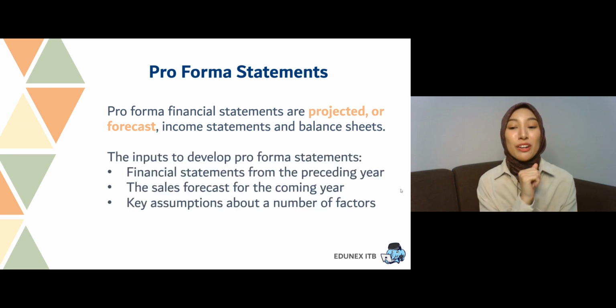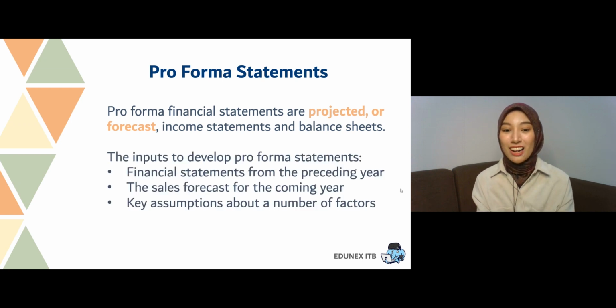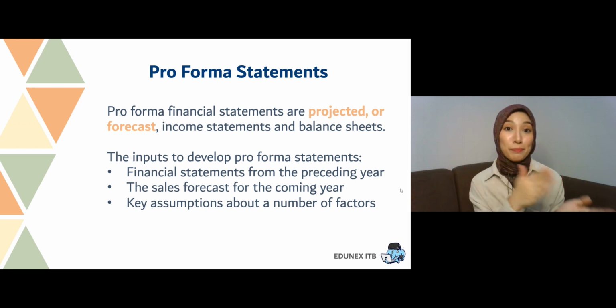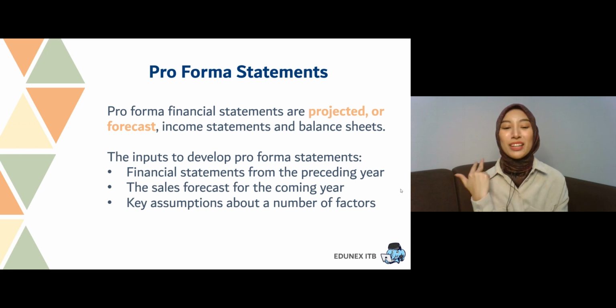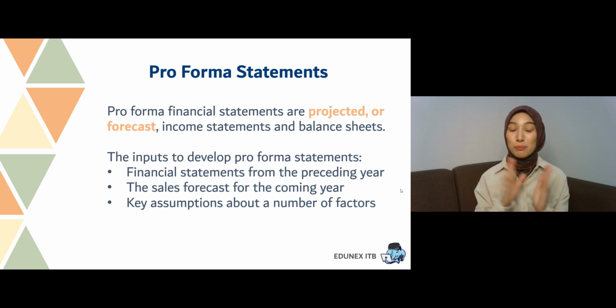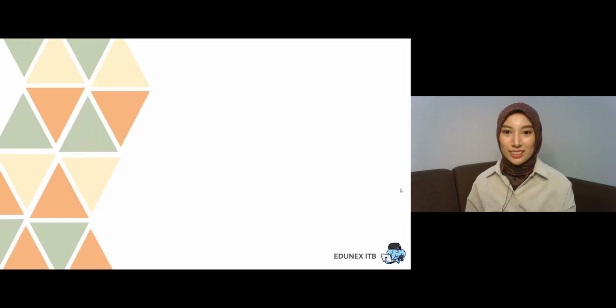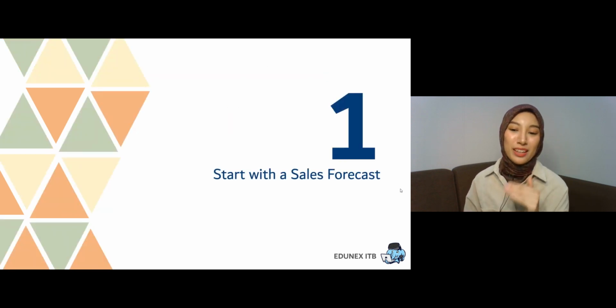The inputs to develop proforma statements are financial statements from the preceding year, the sales forecast for the coming year, and also the cash assumptions about a number of factors. So we need 3 inputs to make our proforma financial statements. Let's begin with the sales forecast.